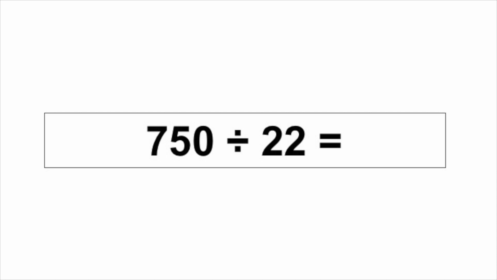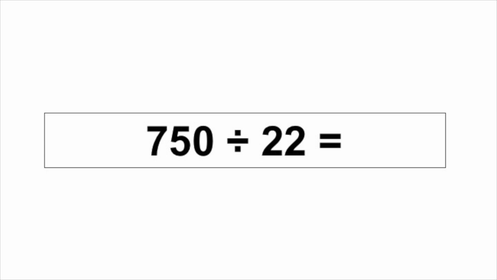So next, we multiply. 3 times 22? 66. Then what's next, guys? Subtract. 75 minus 66 equals 9. Okay, so what's the next step? Bring down. We have the 0 to bring down, so now 0 becomes 90. So we just repeat the process.